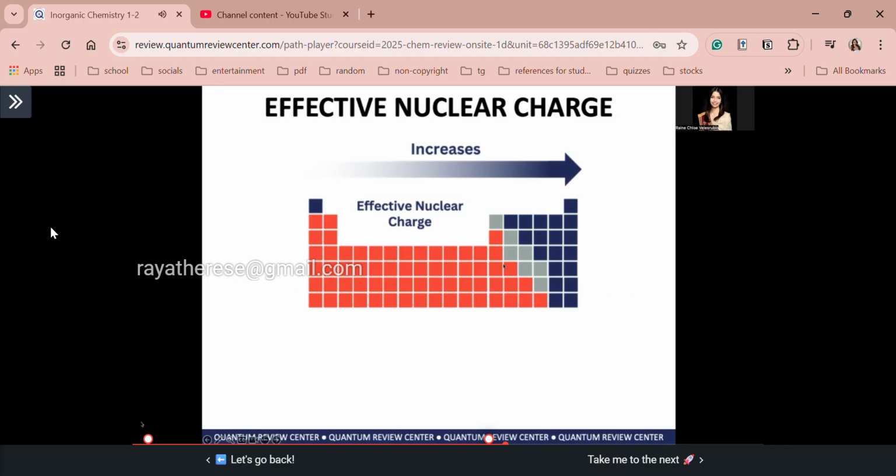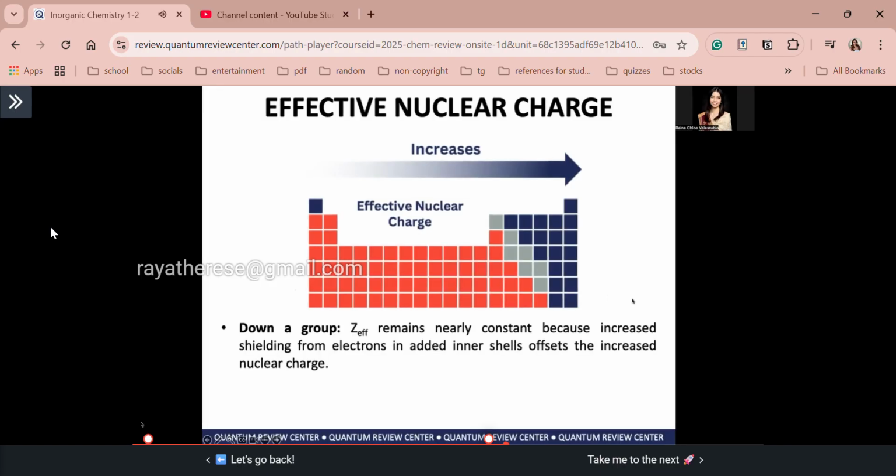Now, let's discuss the trend for effective nuclear charge. Down a group, the effective nuclear charge is almost constant. We would expect, right, an increased nuclear charge down a group because there are more protons, because the atomic number increases. However, this is not the case because it is offset by more inner electrons in the shells. Again, the inner electrons also increase as you go down a group. This is why the effective nuclear charge cannot explain the periodic trend down a group.